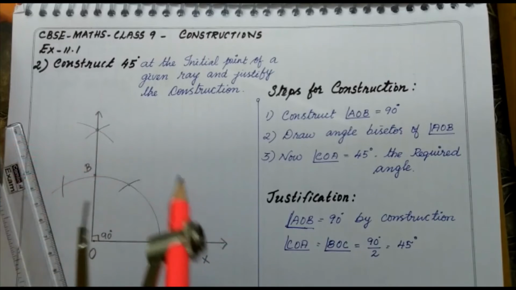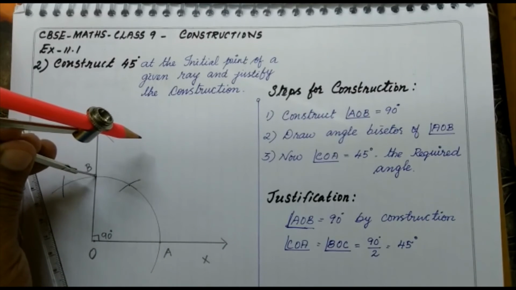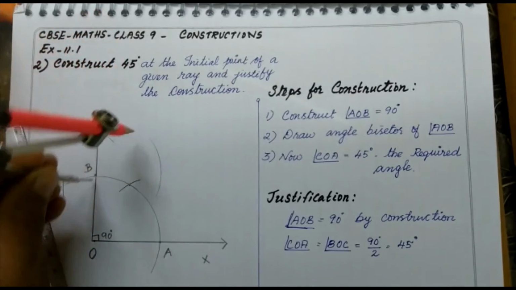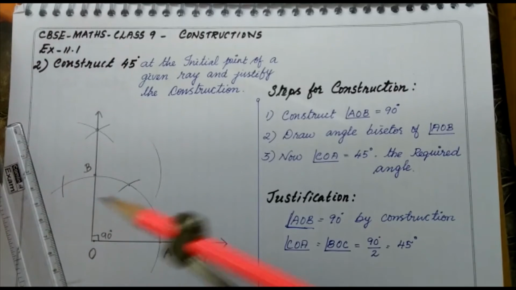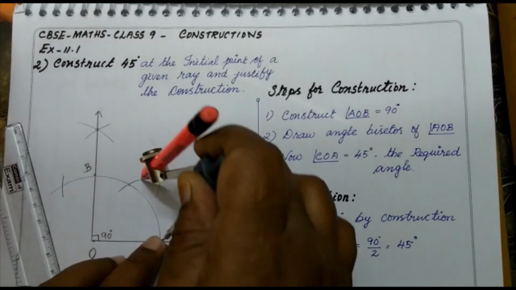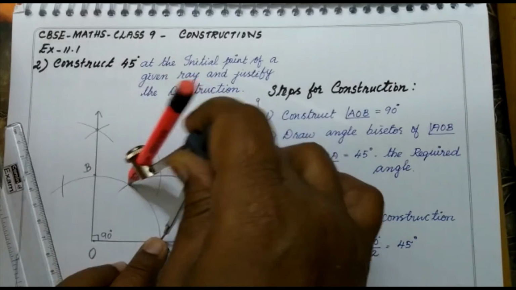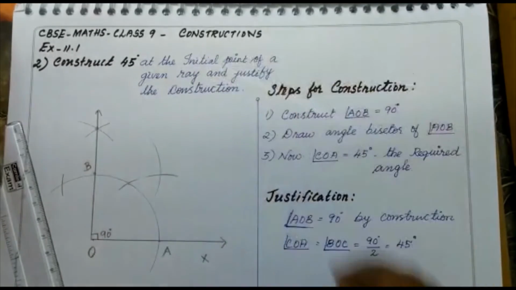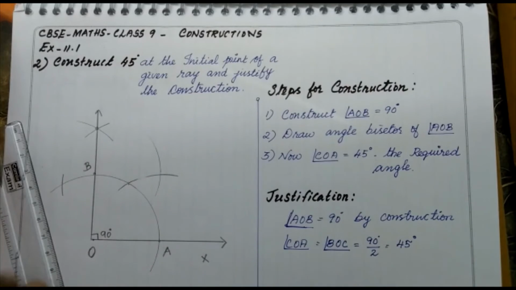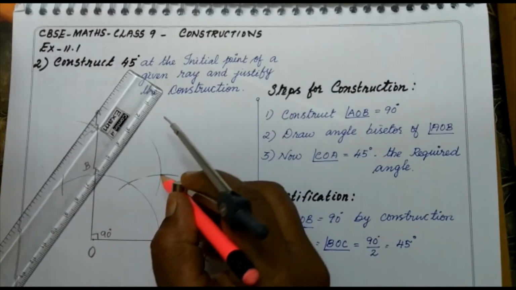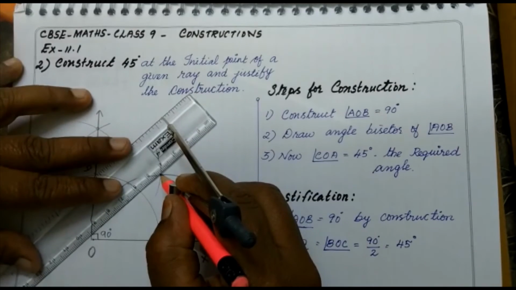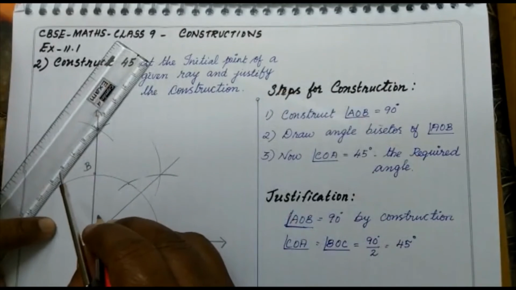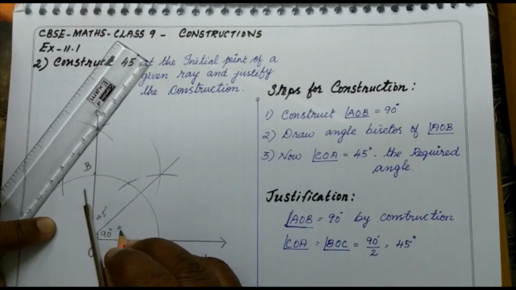With the same radius, I am not going to change the radius, I will keep it as such. With B as center, I will draw an arc. This is for bisecting this 90 degree. With the same radius, keep it on A. I will cut the former arc, because already one arc is there. Same radius only, no? No need to panic, both arcs are intersecting, no problem, because same radius only. Now this point where both the arcs are meeting, join this point to O. So this is 45, this is 45.